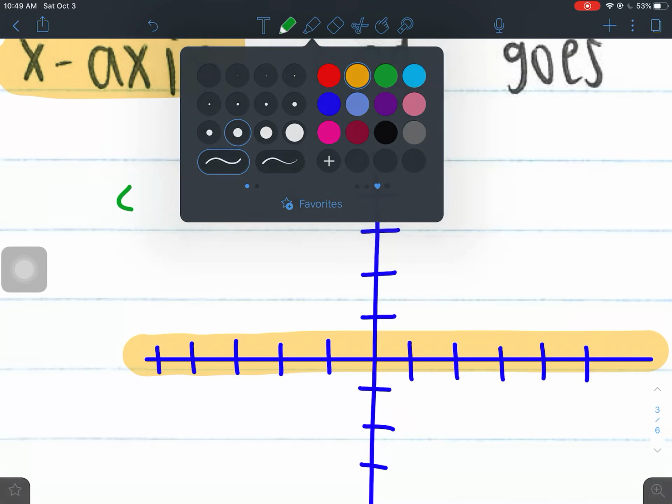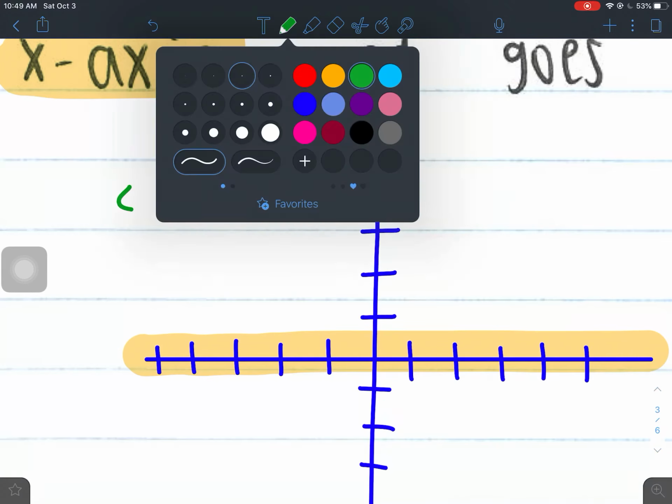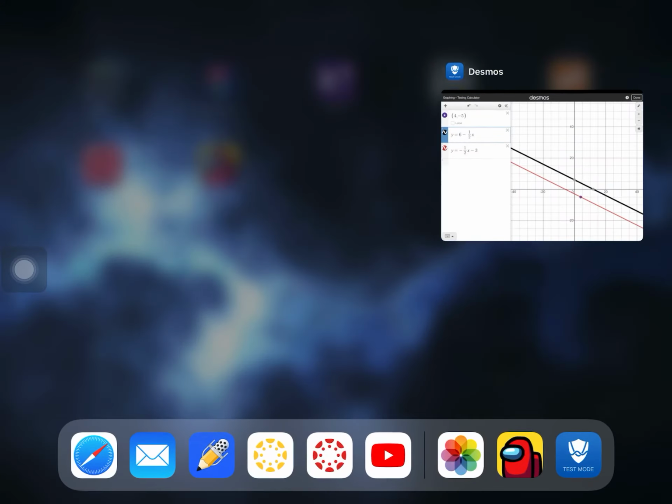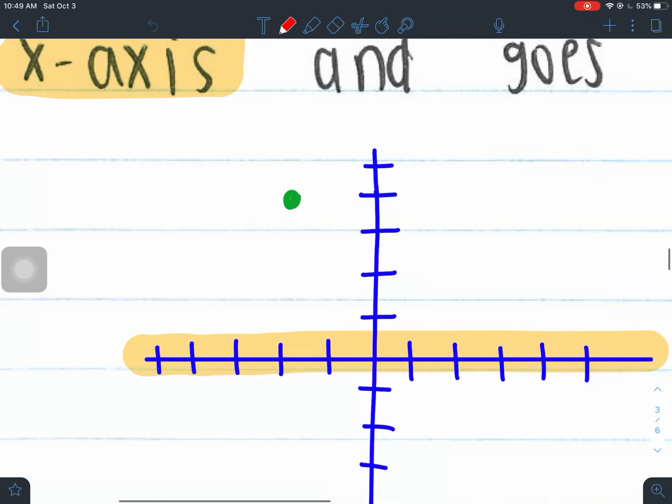My pen broken? What's going on? I think my Notability is stuck. Yep, it's crashing again. Sorry about that.